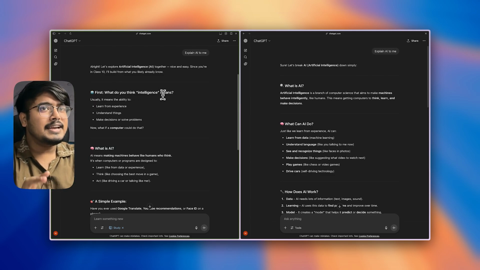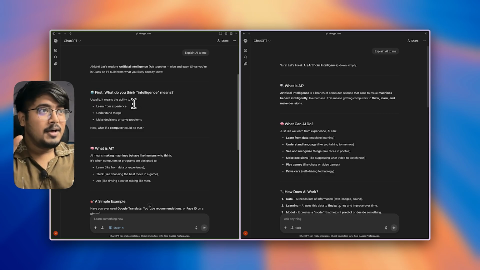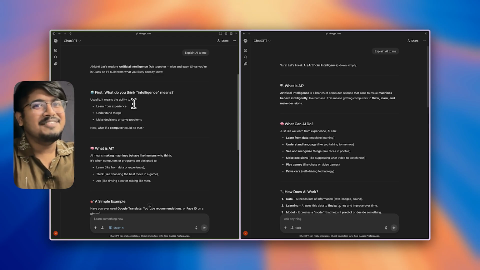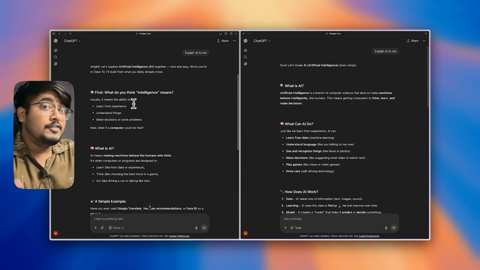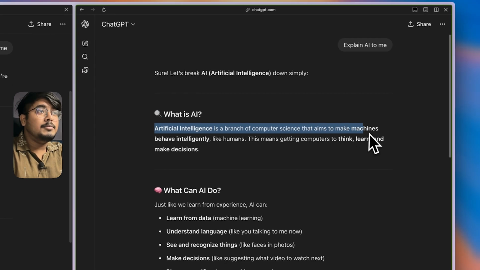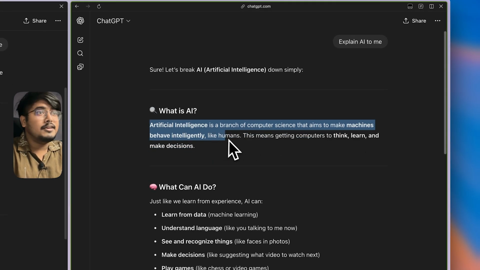First, what do you think intelligence means? Now, before getting straight into AI, what is AI? It helped me understand what intelligence means. For a class 10th student, it's a very difficult concept to understand what artificial intelligence is, where it just says artificial intelligence is a branch of computer science that aims to make machines behave intelligently like humans.